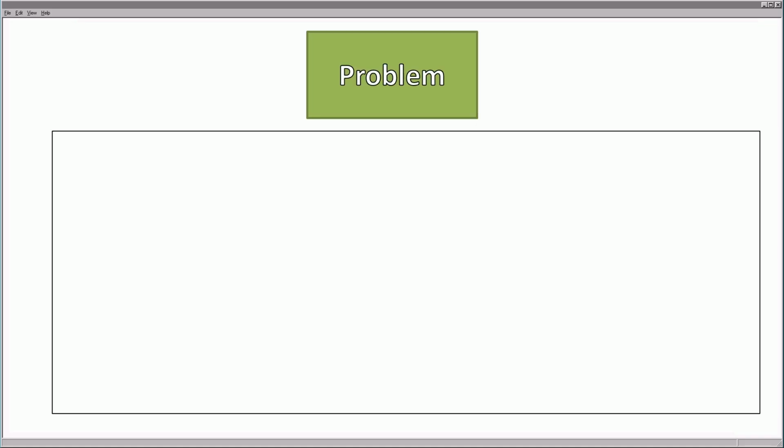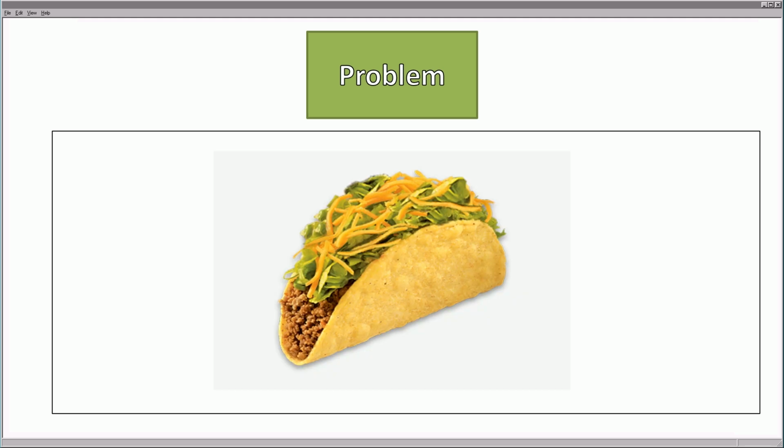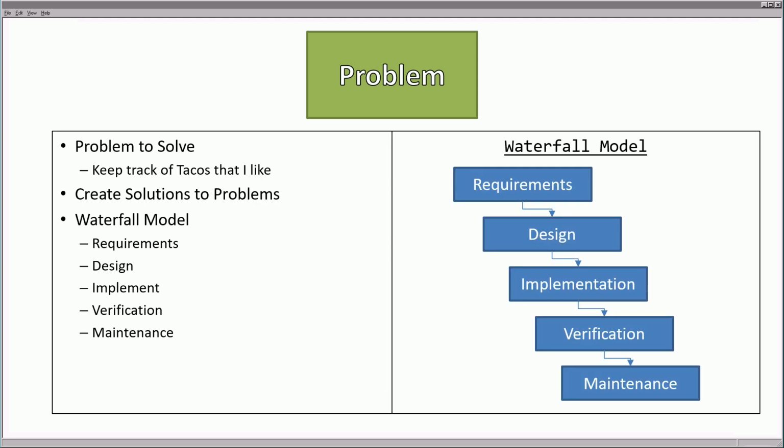First, let's establish the problem that we're going to solve. I like to travel around, and while I like to travel around, I like to enjoy one of the world's most perfect foods, a taco. The problem that we're solving is we need to keep track of the tacos that I like.